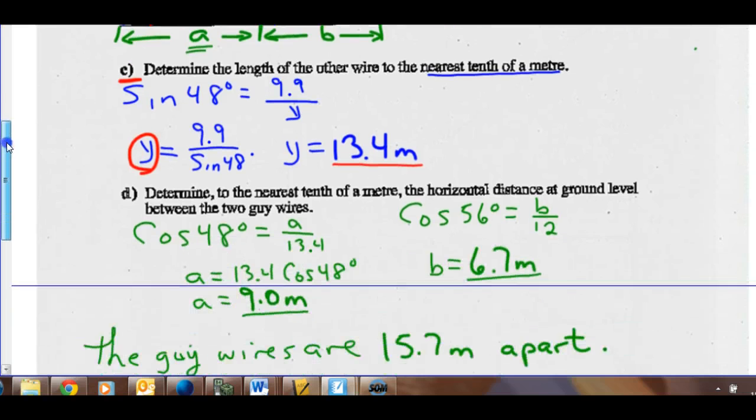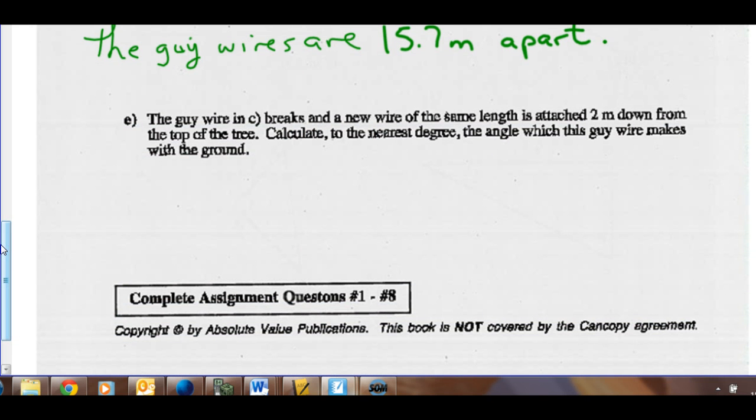Let's redraw that triangle in part E then. So I've got this distance, which is 13.4. I'm not sure what this angle is. That's what we're looking for: the angle the guy wire makes with the ground. So I'm going to call that x degrees. And I do know this distance here. The top of the tree from the guy wire is 2 meters, and we found the height of the tree a little bit earlier to be 12.9. So this distance here should be 12.9 minus 2, or 10.9 meters. So there's our new diagram. I should be able to find x in this diagram then.